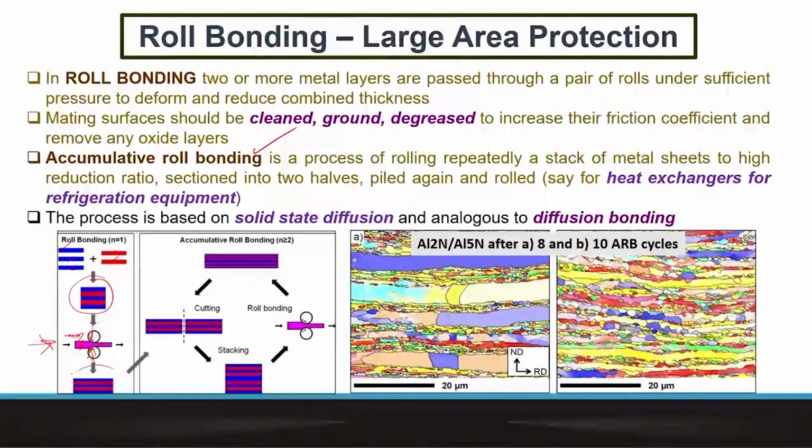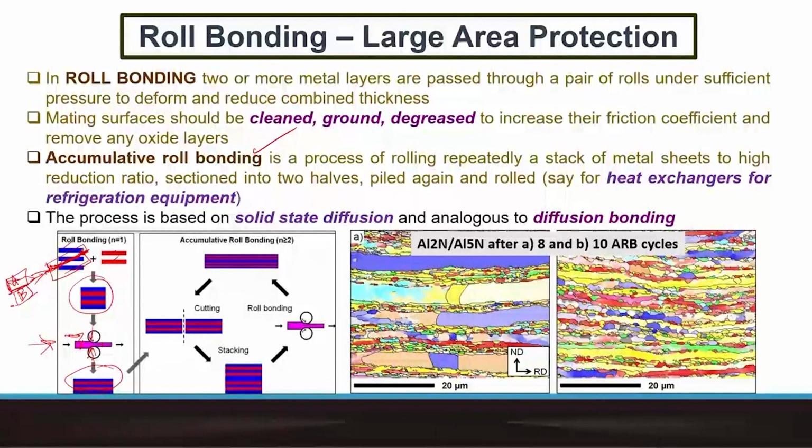And in the process we form a layer. Earlier we had layer A and layer B, and after diffusion, when the thickness reduces, the length increases, and in the process the interface gets diffusion bonded.